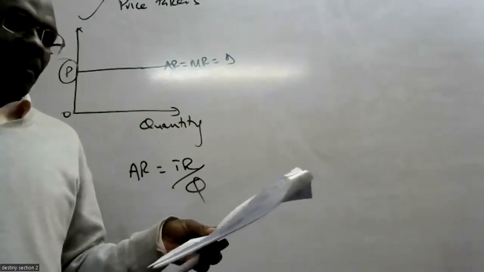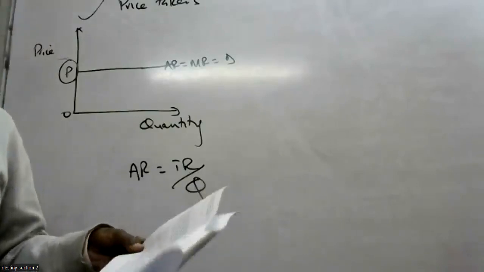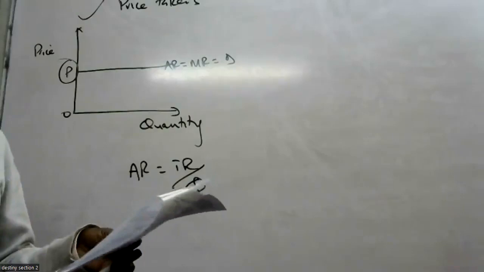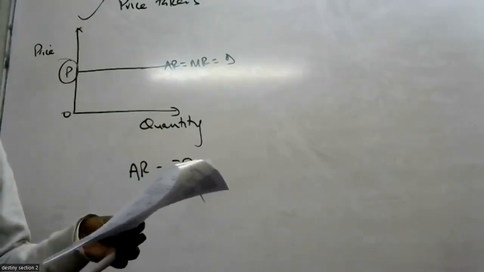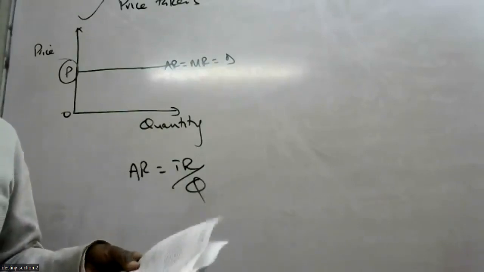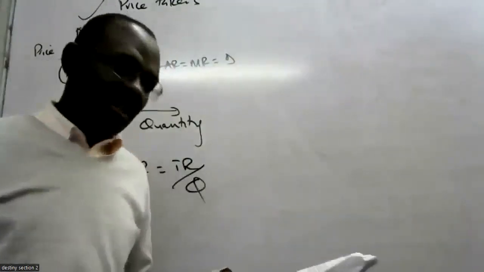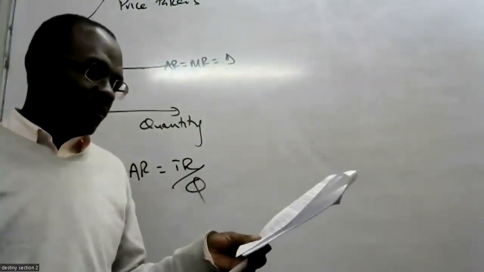Condition number 6, perfect mobility of factors of production. So the factors of production are free, they are mobile to move. Factors of production are labor, capital, entrepreneurship, free to move from one firm to the other for the economy. So labor can move from firm A to B. Capital can be invested in any other firm. So there's free mobility, perfect mobility of factors of production.